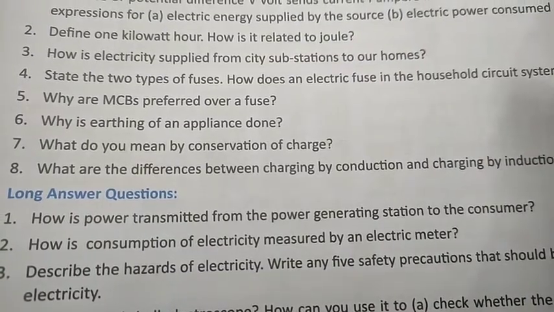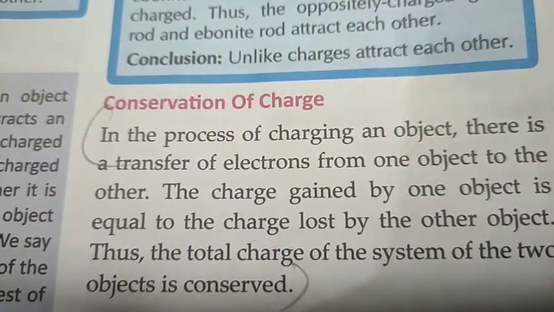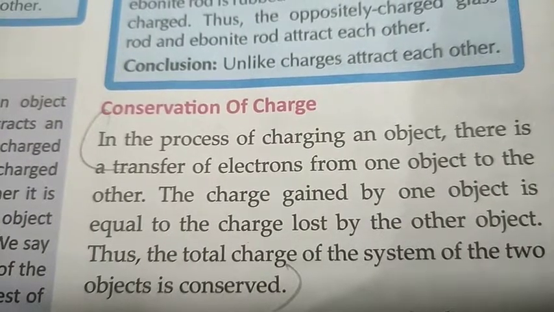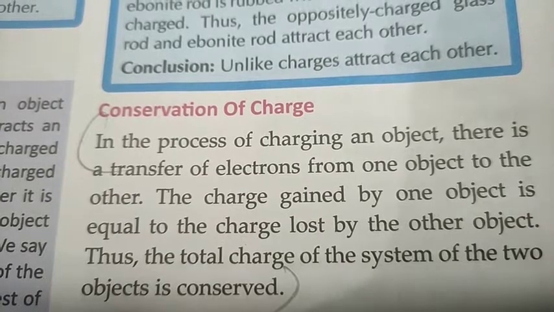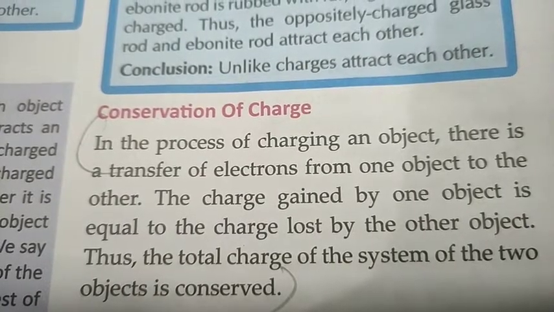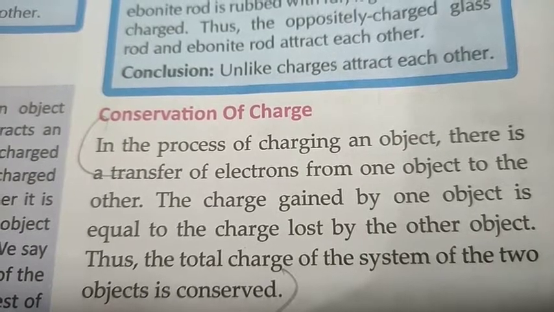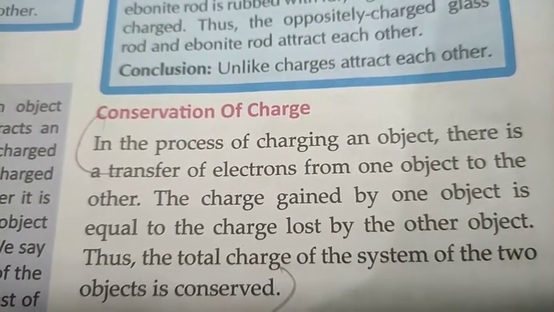Question number 7 is what do you mean by conservation of charge? In the process of charging an object, there is a transfer of electrons from one object to the other. The charge gained by one object is equal to the charge lost by the other object. Thus, the total charge of the system of the two objects is conserved. This is conservation of charge.